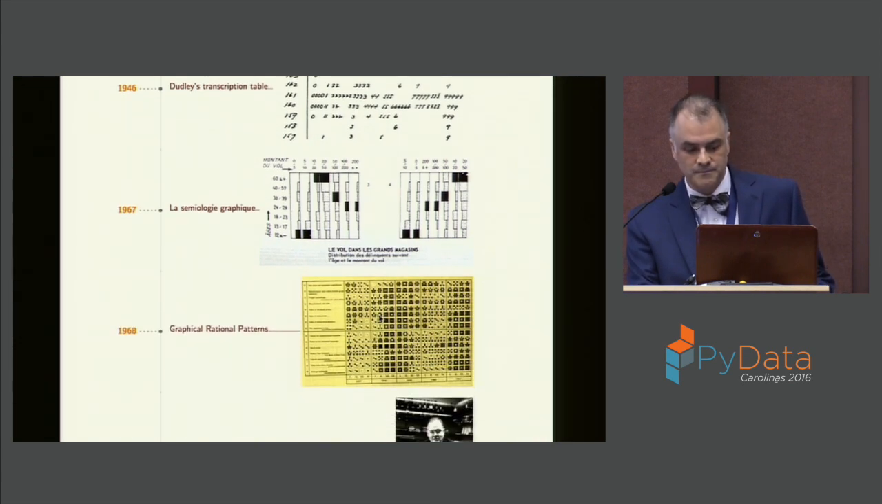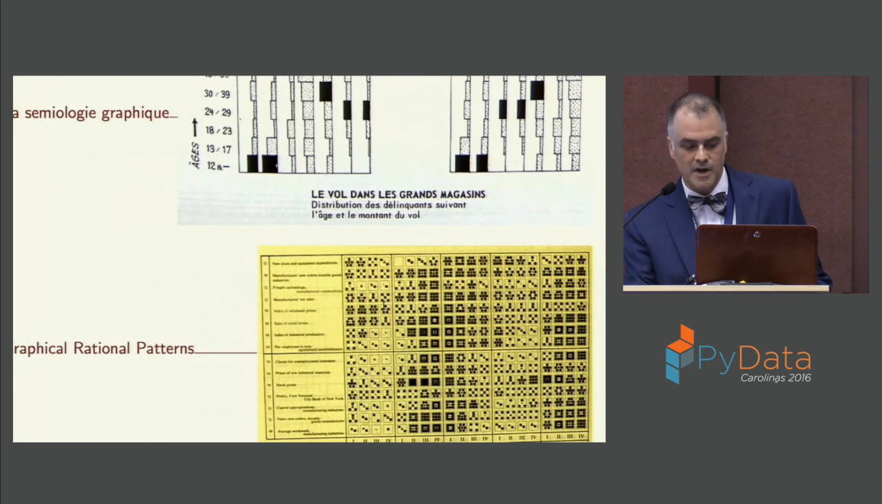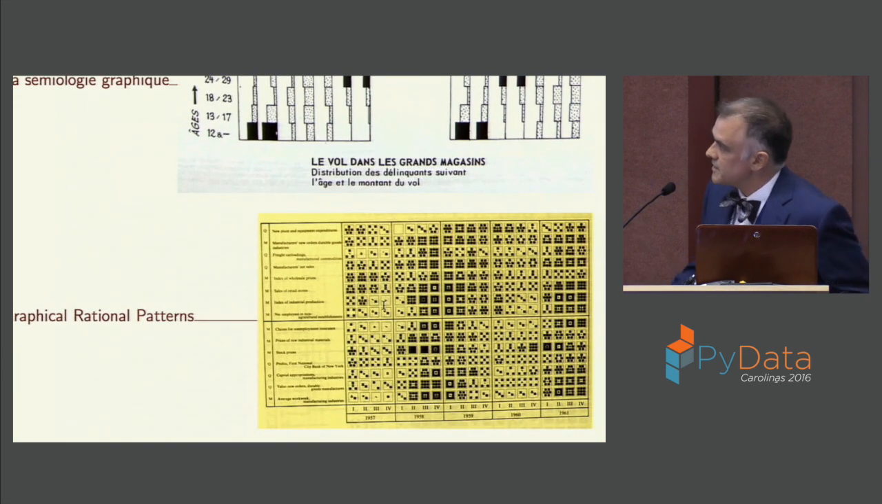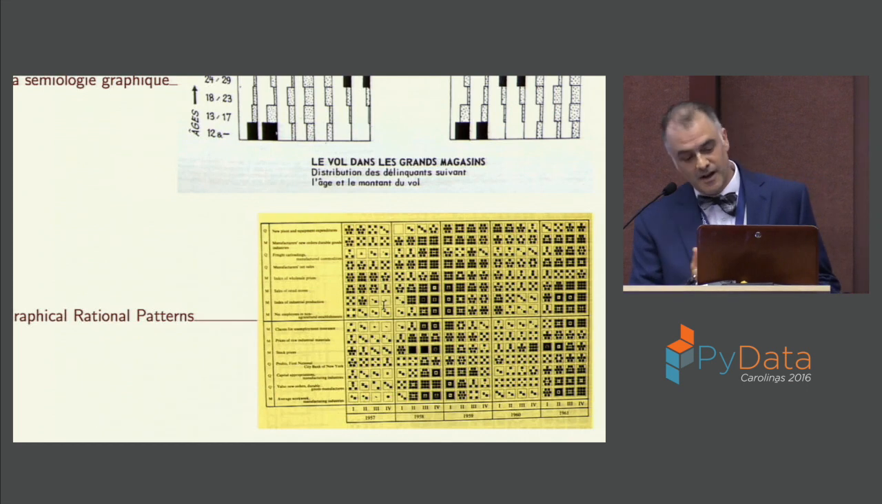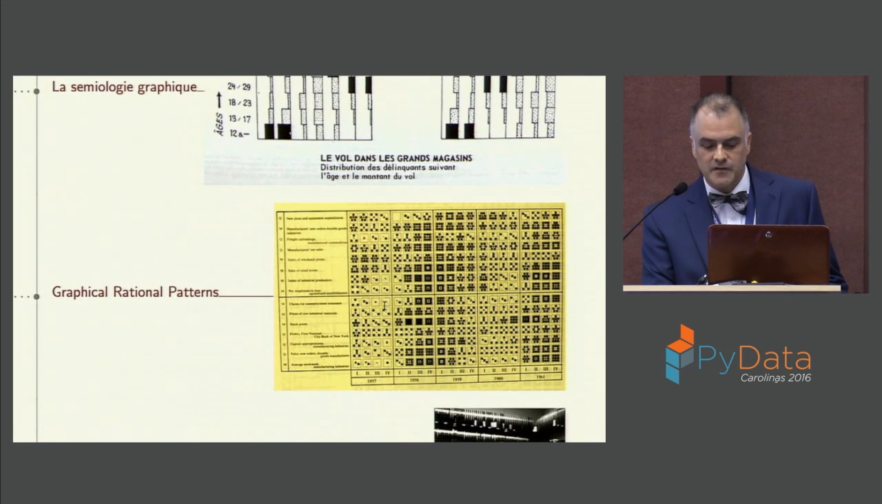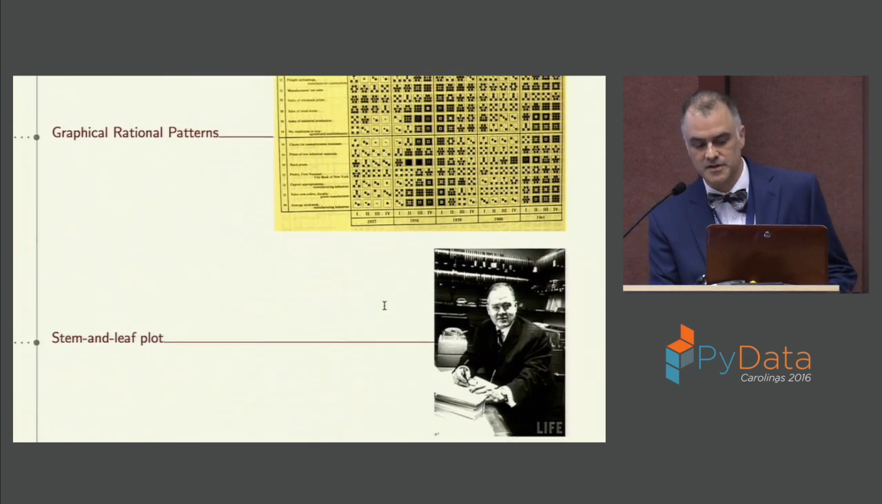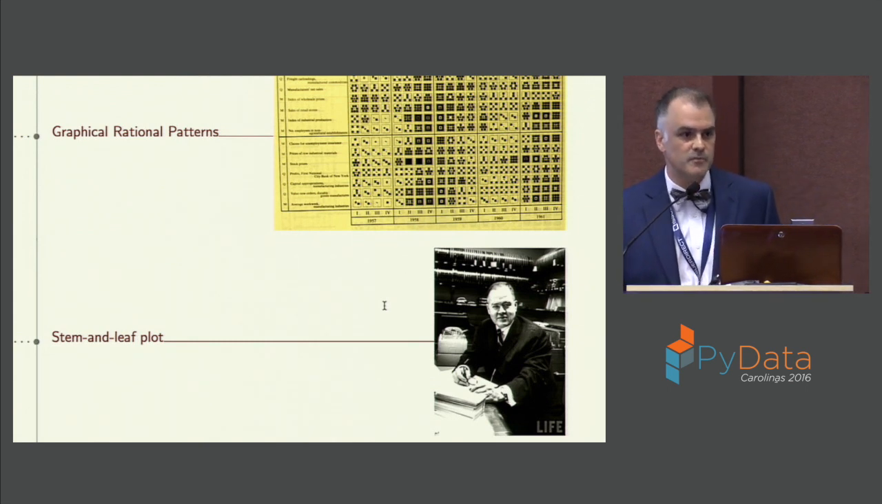Roberto Bachi, in 1968, introduced his concept of graphical rational patterns. So this is a little harder to read than numbers. Everybody agree? All right. So, I mean, it was an interesting concept, but perhaps taken a little too far. So in 1970, in the classroom, John Tukey introduces the stem and leaf plot. What's interesting to note is that to this day, it is used in the classroom and as early as the fourth grade in North Carolina, I believe it's starting in the fifth grade that they introduce them to this plot.